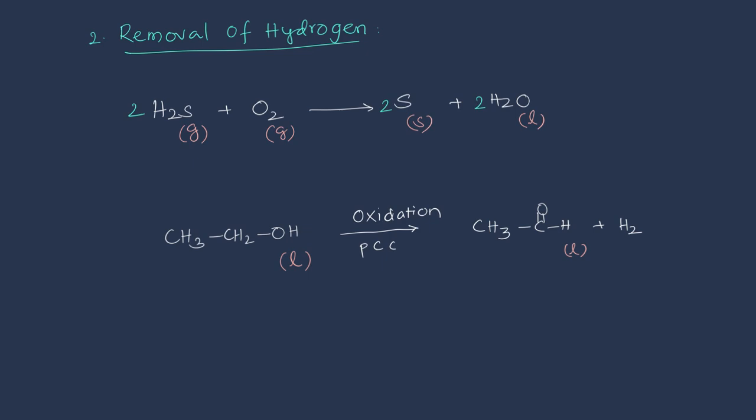Oxidation. Next, I am taking one organic compound here. What is the name of this compound? Sorry, two carbons means ethanol. So ethanol is converted into which one? This is called an aldehyde. PCC is an oxidizing agent, pyridinium chlorochromate. On oxidation, observe how many hydrogens are there: 2 plus 1, 3. But here 1 is there, so 2 hydrogens are removed. Removal of hydrogen is called what? Oxidation.